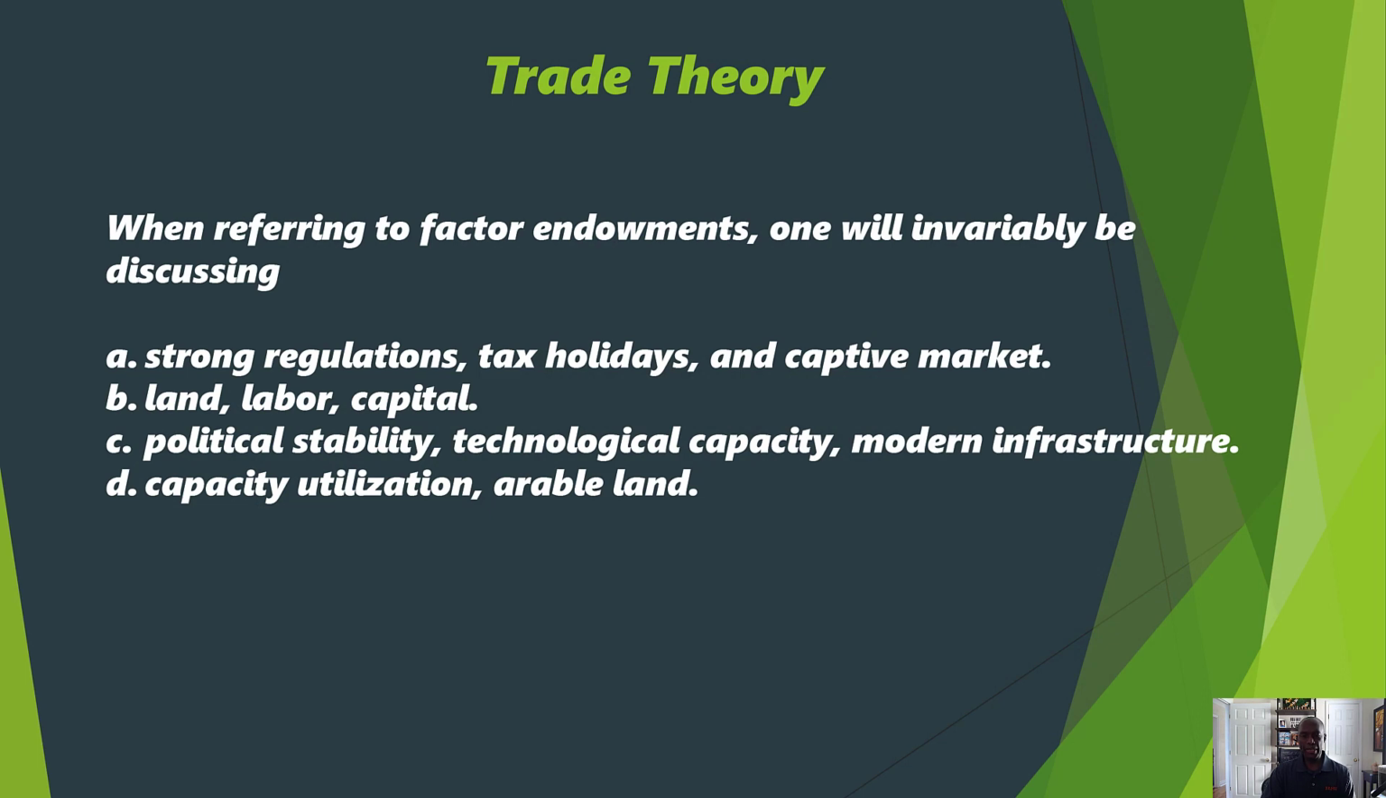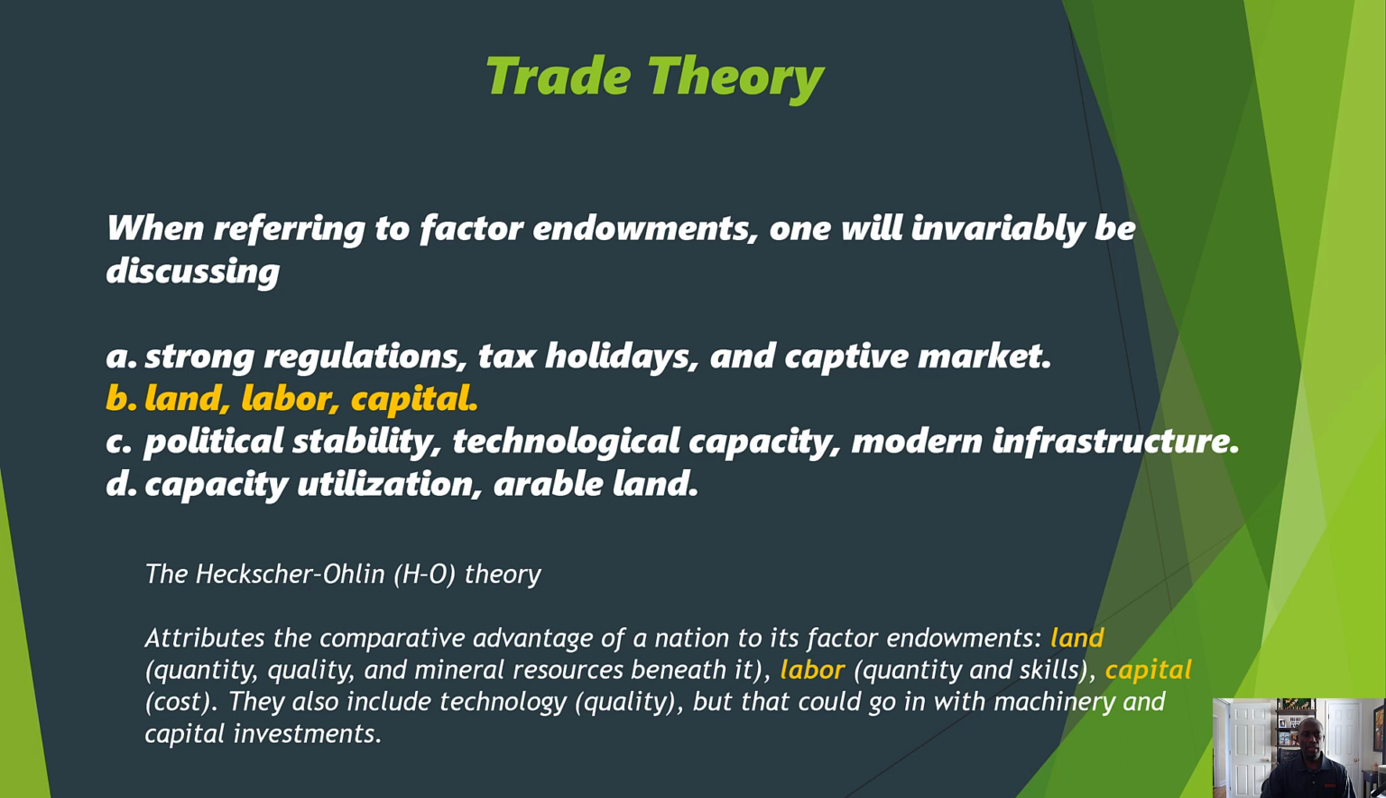When referring to factor endowments, one will invariably be discussing land, labor, and capital. In the book, it talks about the Heckscher-Ohlin theory, which essentially states that you have these factors of production: land, labor, capital. They also mention technology, which I put along with capital because it's a capital asset. If you're talking about computer technology, you're talking about infrastructure, that's also part of your capital investment. And if you're talking about intellectual capital or know-how, that also goes in the capital segment. So for simplicity, we say land, labor, and capital.